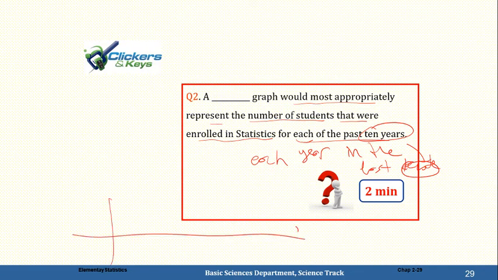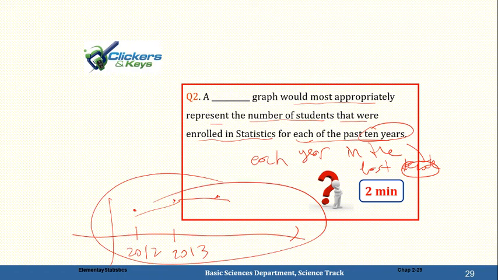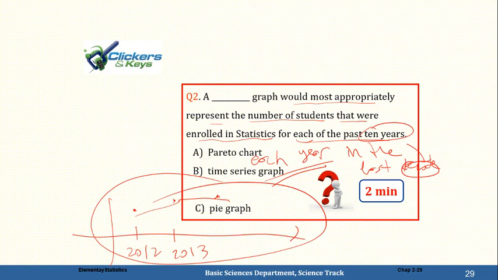And this is how you do it. For example, in 2012, in 2013, you have to write them, right? How many students, how many students, how many students. And what makes this one? Since there's each year, it's again a time series graph.